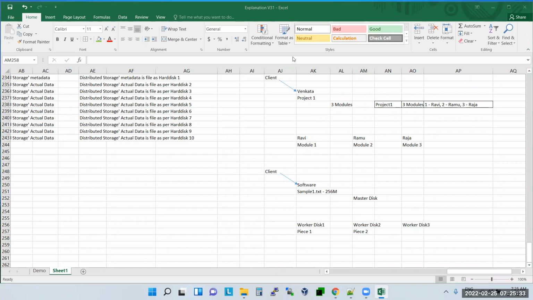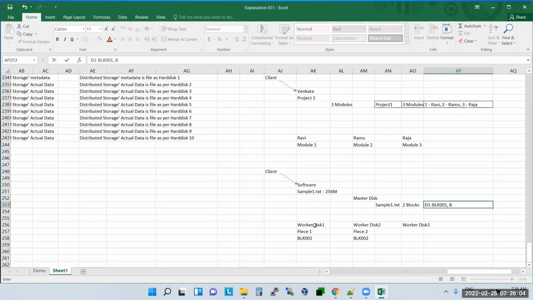Can it put a piece of data without a name? No, sir. So for each piece it gives some name: BLK001, BLK002. Like this, it is putting it in the master disk. It is updating that sample1.txt has 2 blocks. Disk 1 is having the first block, BLK001, and disk 2 is having BLK002.